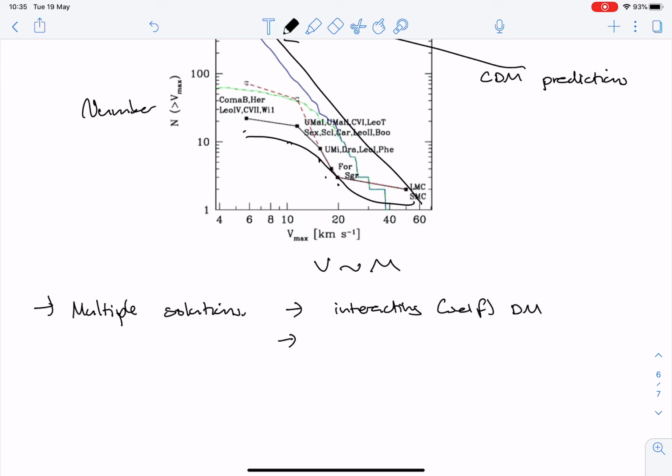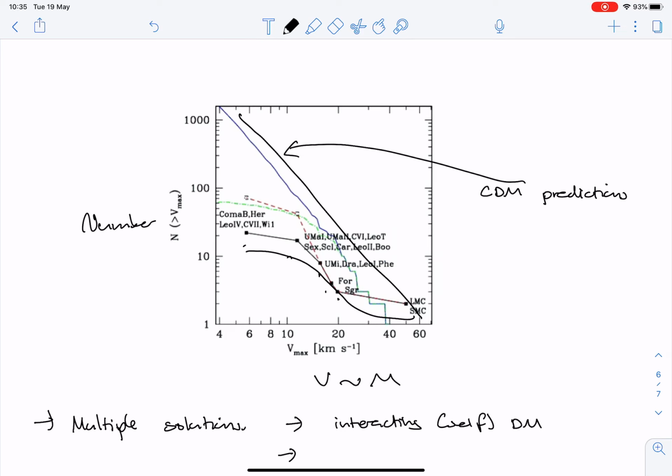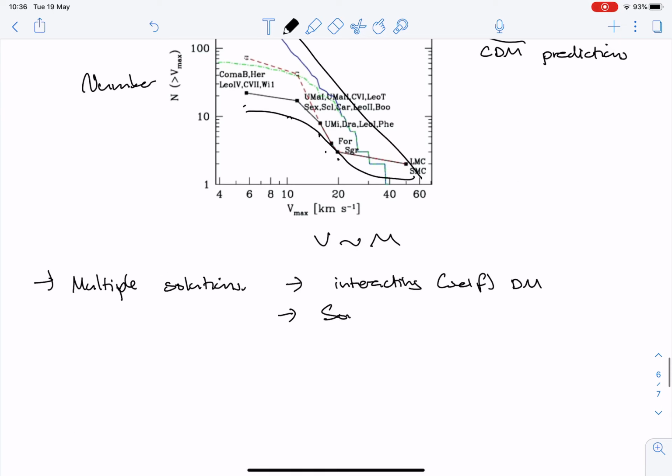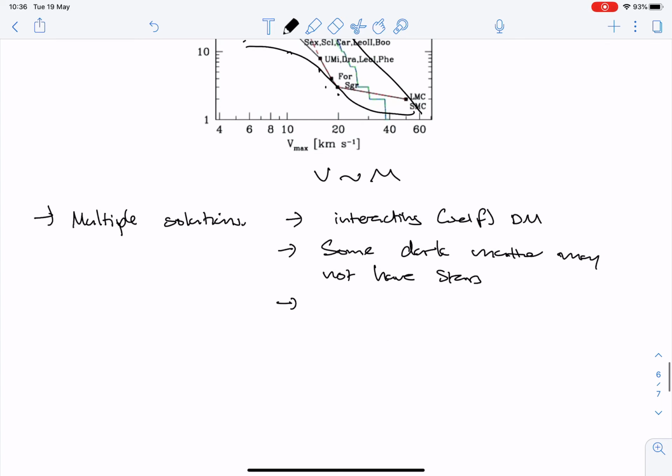You can have a very simple thing, which is, of course, this is telling me where the dark matter is. What if not all the dark matter has baryonic matter with it? In other words, what if some of the halos that sit here actually don't have any stars? So some dark matter may not have stars. That's another possibility. And there's also just the possibility of some observational bias. These are faint little galaxies, they're hard to find.